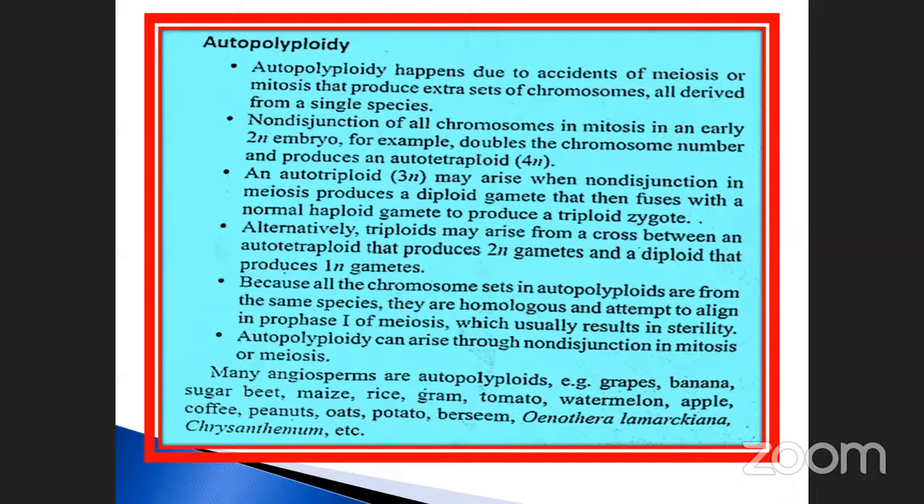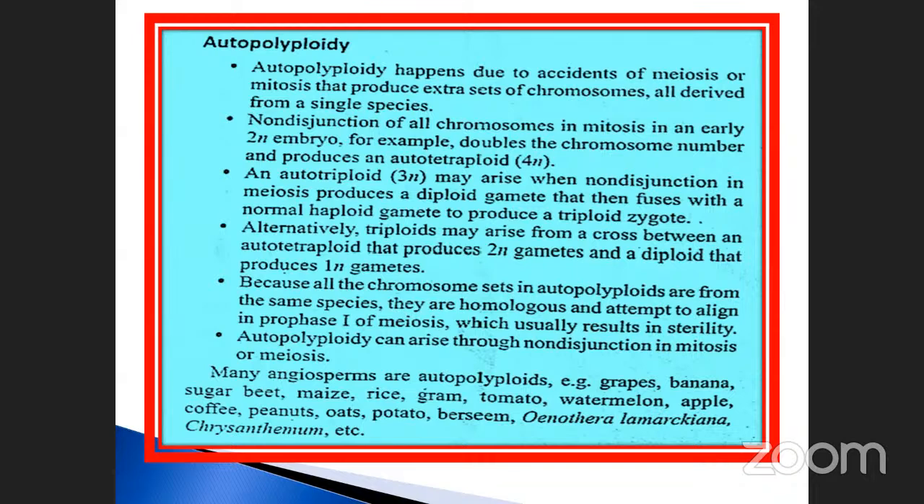All the chromosome sets of autopolyploidy come from the same species, so they are homologous and attempt to align in prophase 1 of meiosis. Autopolyploidy takes place in prophase 1 of meiosis, which usually results in sterility. What is the meaning of sterility? Sterility means it cannot fuse, like the egg and sperm, like that.